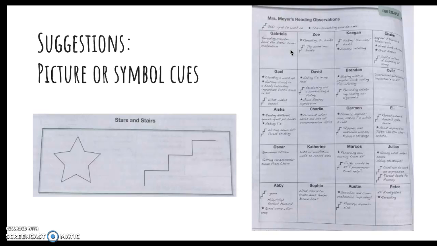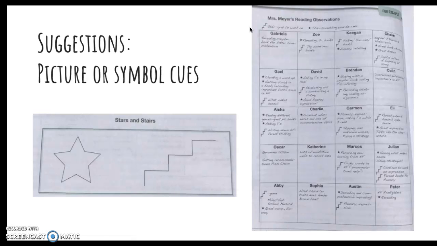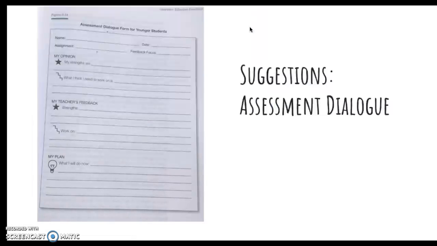Some suggestions for giving this would be picture or symbol cues. This teacher had stars and stairs. As you can see, they utilized this. The students knew what they meant, and then she could just draw those symbols instead of writing. A really easy way.